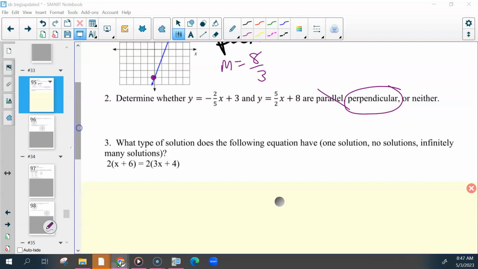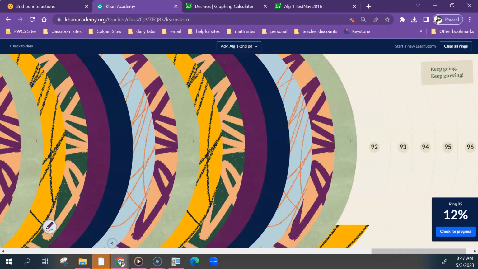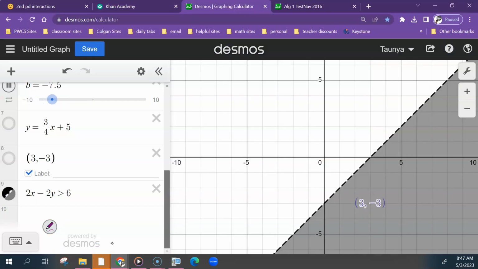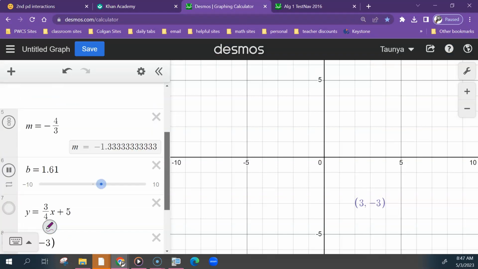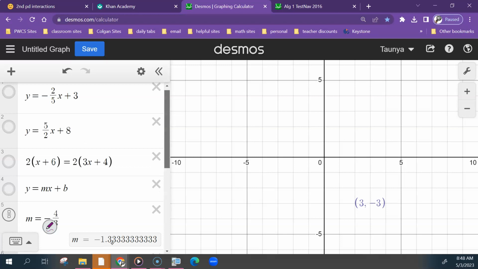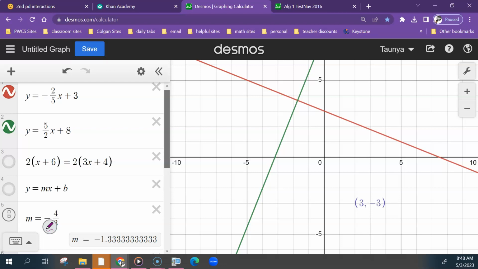If you wanted to see that in Desmos, they also have to cross and make that perfect T, so when they cross, they do make that T. So you could also say that they're perpendicular.